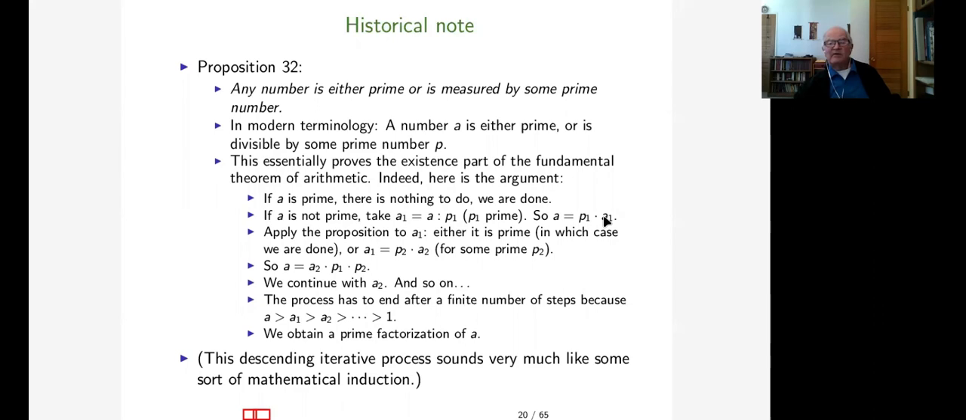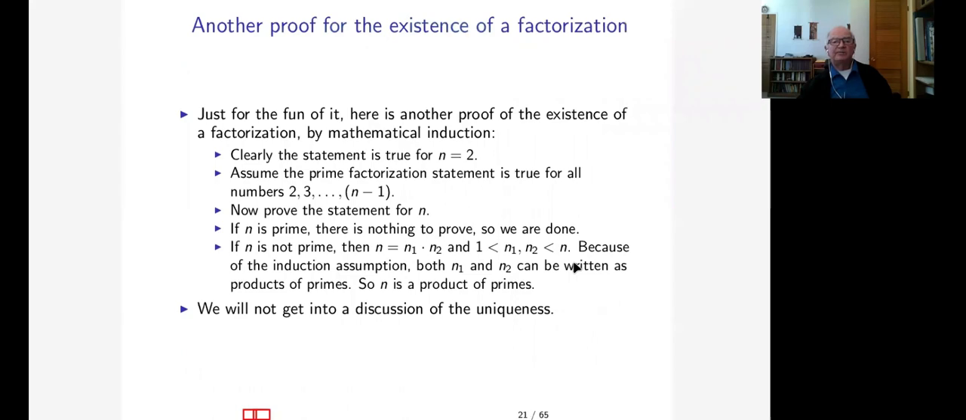And now I do some sort of induction downward, mathematical induction. P1 is prime, but A1 is smaller than A. So by induction A1 can be written as a product of primes. And going on, repeating this argument, we get that A has a prime factorization. So this is some sort of descending mathematical induction. Never mind, all I wanted to do here is argue that any number can be factored, written as a product of prime numbers.